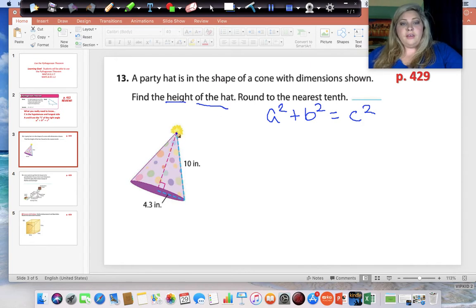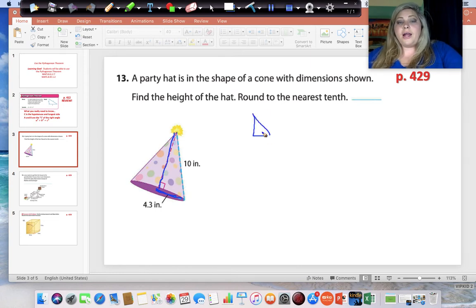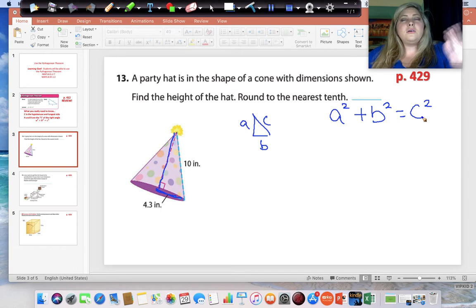So we need to find the height of this hat, okay? And you'll notice that the height of the hat is one of the side lengths that makes the L shape of your right angle. So remember, that's either your A or your B. It doesn't matter which one, because A squared plus B squared equals C squared. And the analogy I use is like 2 plus 3 equals 5. That is the same as saying 3 plus 2 equals 5. You can switch whatever you're adding, and it does not change the value of that answer.